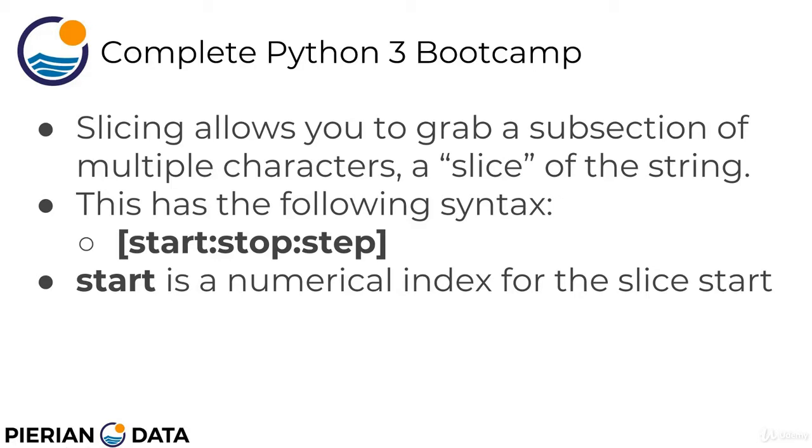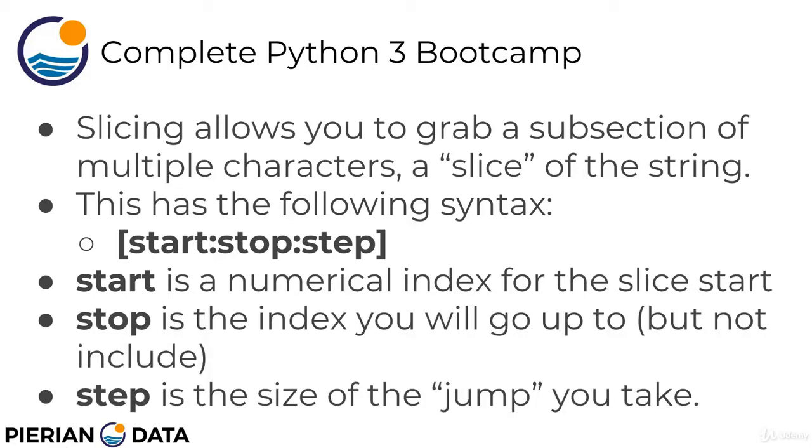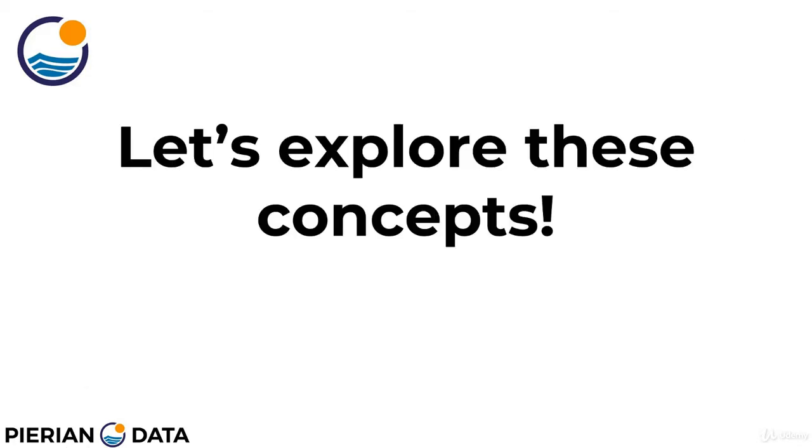Start is going to be the numerical index of the slice start. Stop is going to be the index you will go up to, but not include. That's an important note there, and we're going to really focus on that in the examples we'll see in just a bit. And then step is the size of the jump you take from start to stop. Okay, so let's explore all these concepts. They're going to make a lot more sense when we actually see the code examples. Let's hop over to a notebook.